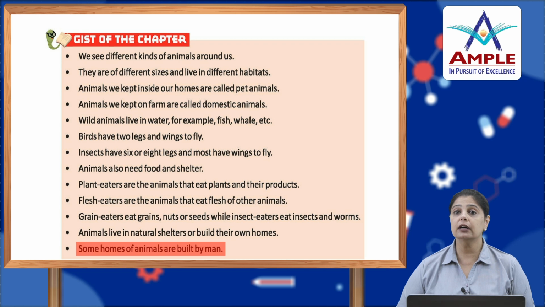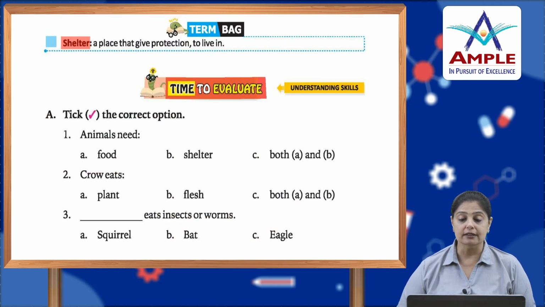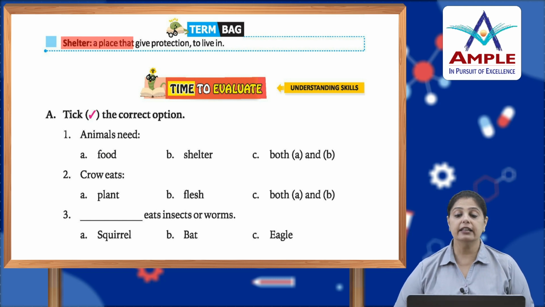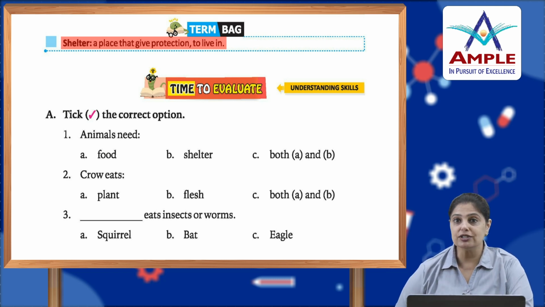Now, let's look at the new word that we've seen in the chapter, shelter. What do you understand by the word shelter? It is a place that gives protection to live in. Now, let's check your knowledge. It's time to evaluate you.